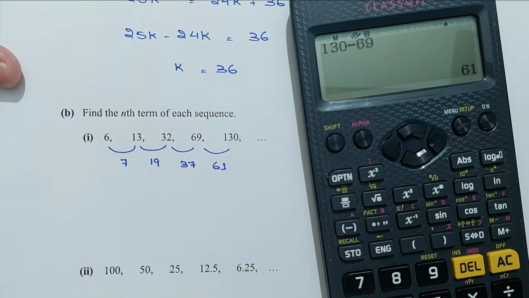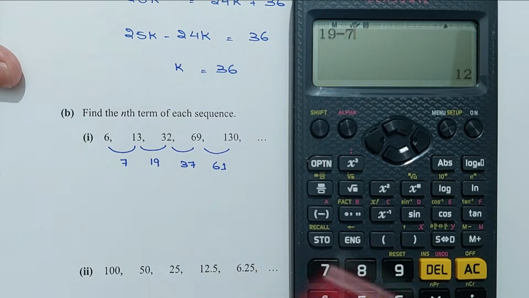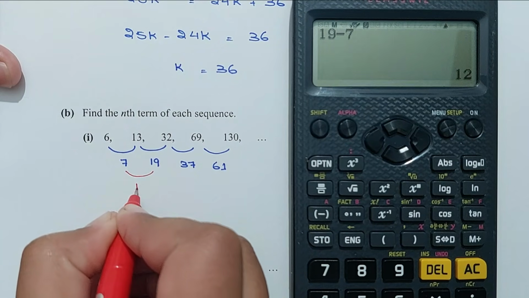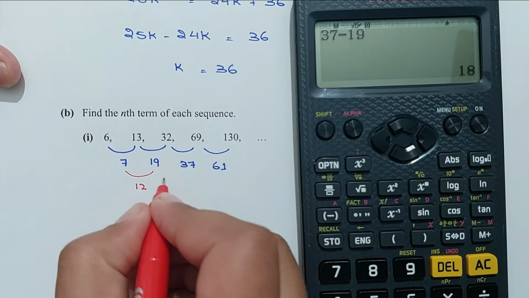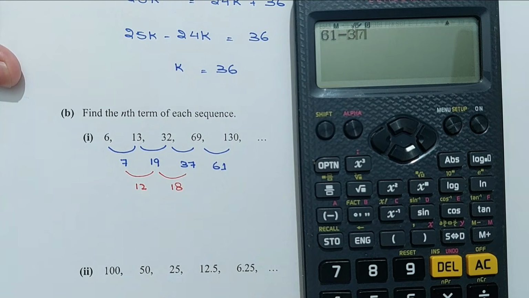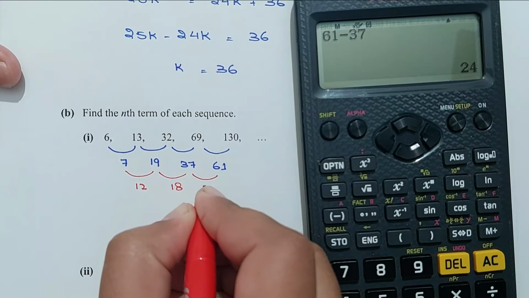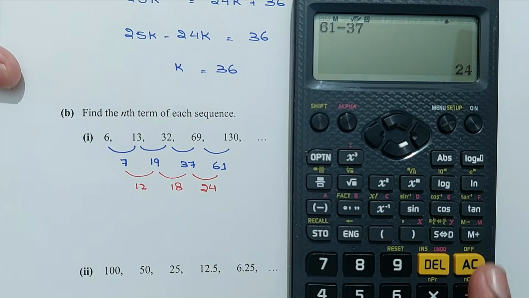The first difference is not constant, so the sequence is not linear, right? Let me try the second difference. 19 minus 7 is 12. 37 minus 19 is 18. And 61 minus 37 is 24. The second difference is also not constant, so this is not a quadratic sequence. Let me check the third difference.